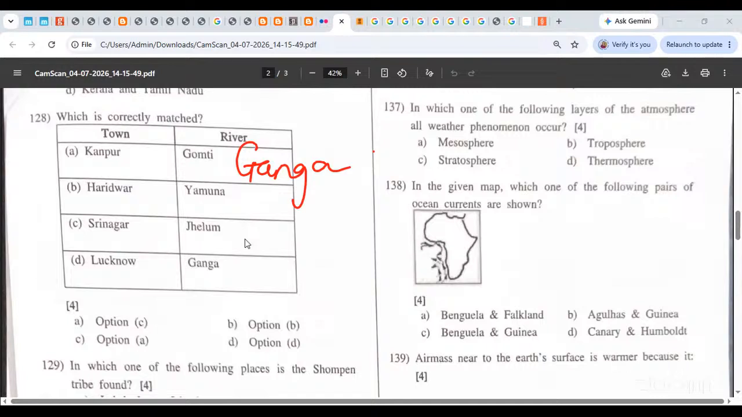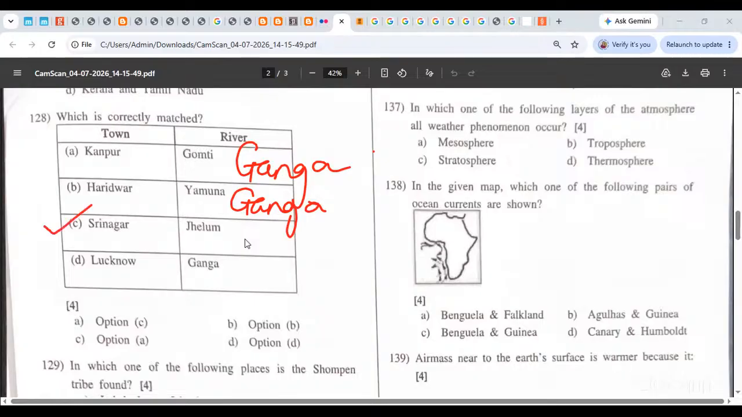So Kanpur famously lies on the banks of the river Ganga. Haridwar also famously lies on the banks of the river Ganga. It's a very famous tourist station and a religious place, so clearly a lot of people go there. Haridwar is important because this is the place where the Ganga actually enters the plains.